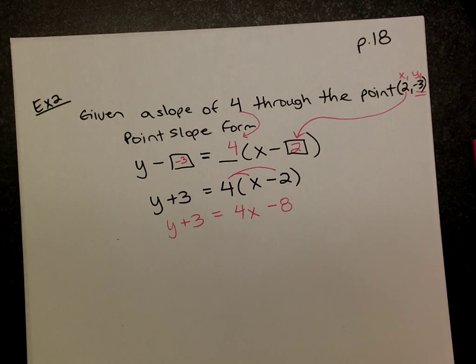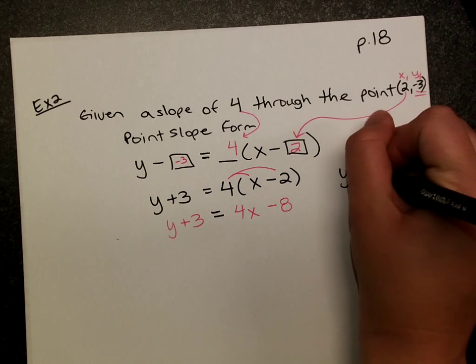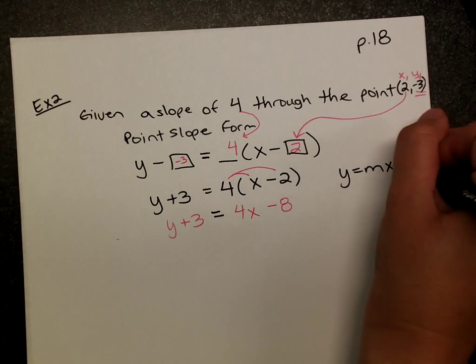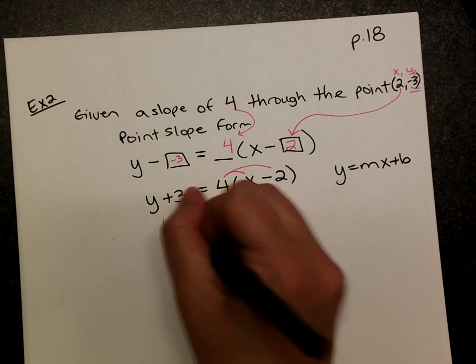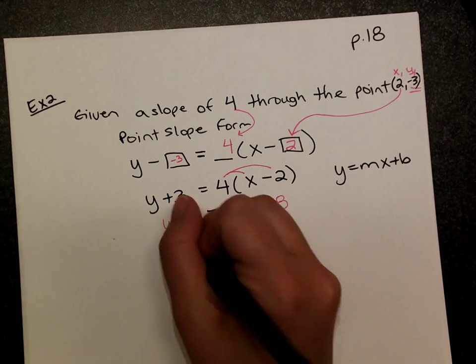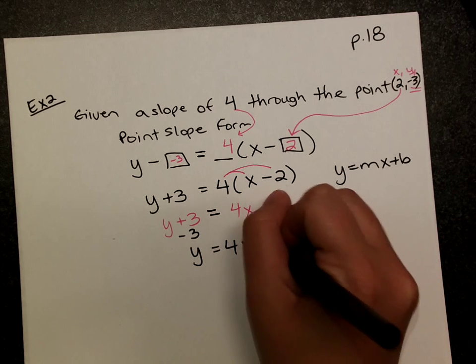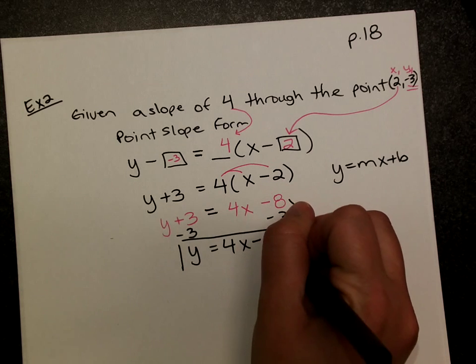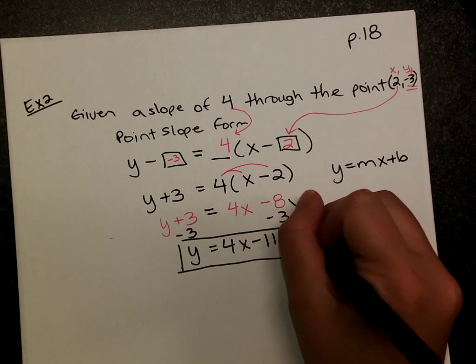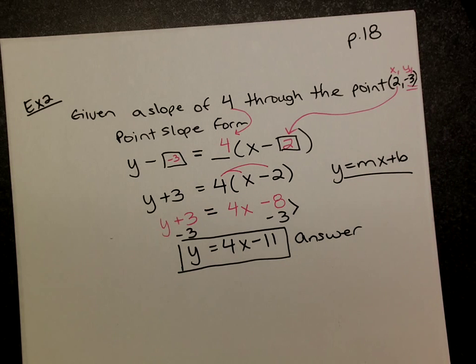So again, we have to evaluate what we're trying to do. We're trying to get this into point slope form. We're trying to make it look like this, which means we need to get y by itself. So we move the 3 till we have y equals 4x minus 11. So -8 minus 3 is minus 11, and that is your answer in the right form.